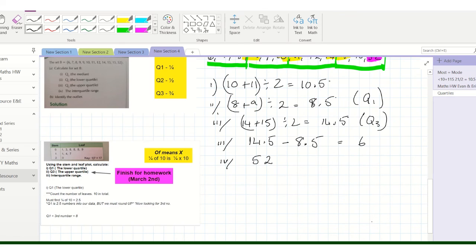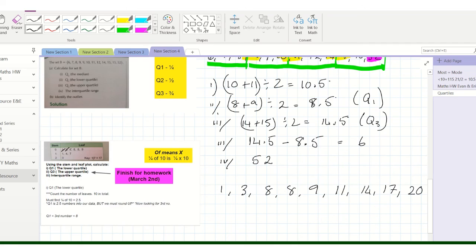Using the stem and leaf plot below, calculate the lower quartile, the upper quartile and the interquartile range. What we're going to do here is something similar. We have to arrange our data. I'm reading this off the stem and leaf graph: we have 1, 3, 8, 8, 9, 11, 14, 17, and 20. Hopefully I haven't forgotten anything there.